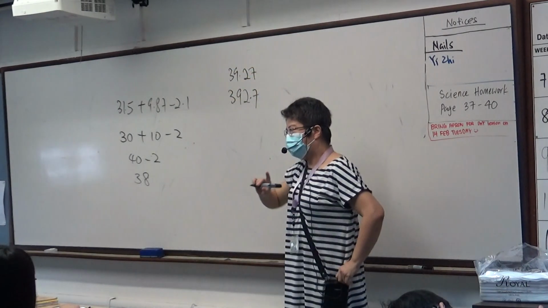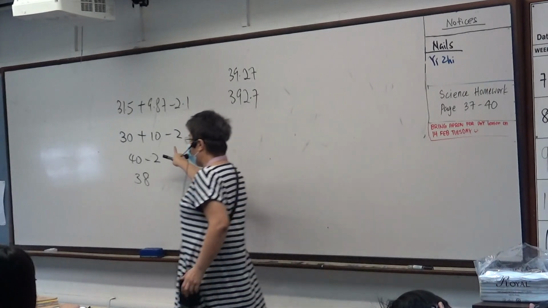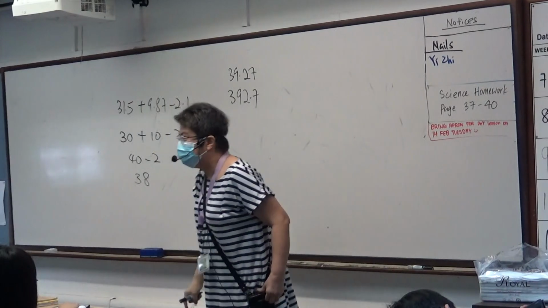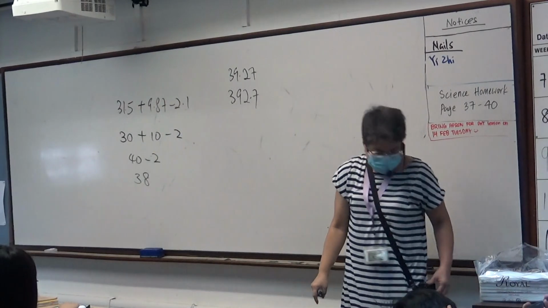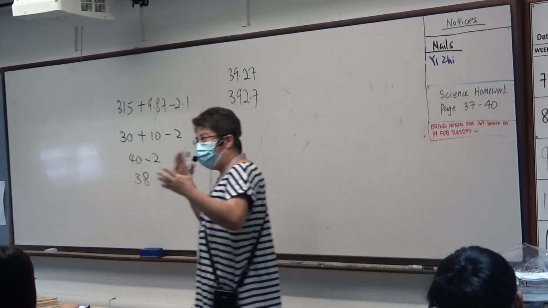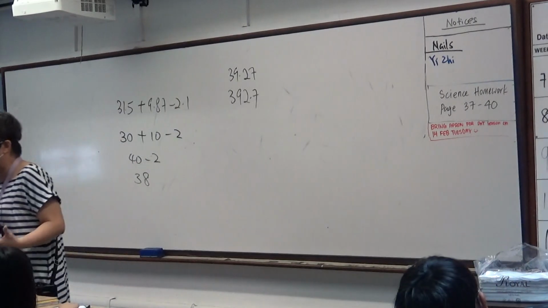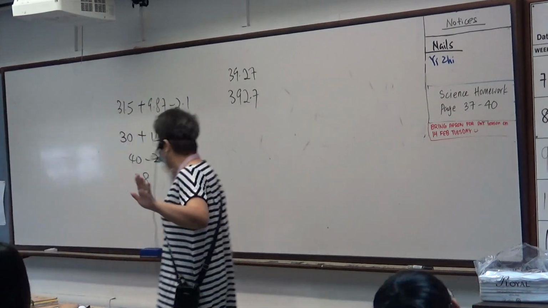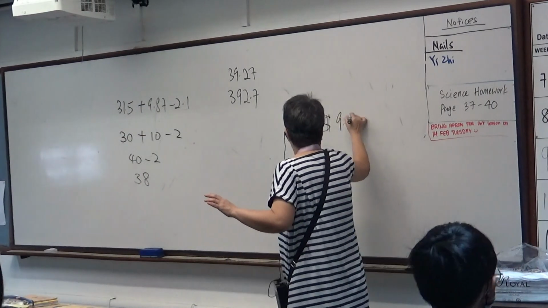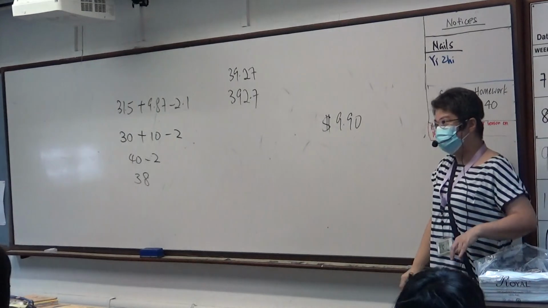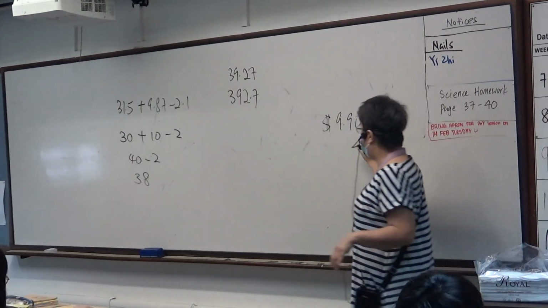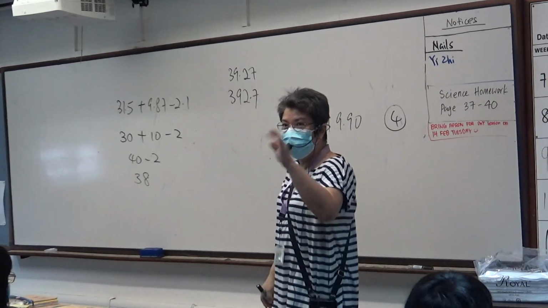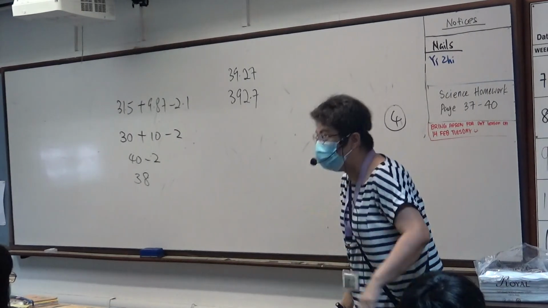39.27. Now, you realize that the way I read it is different from the way the textbook read it, right? Alright, now what does it mean? Do you agree that different people have different methods of estimation? As long as you are comfortable with it, you are fine. For example, let's say one object costs $9.90. I buy 4. It's about $40, right? The estimate will be $40, then you minus off 40 cents, right?